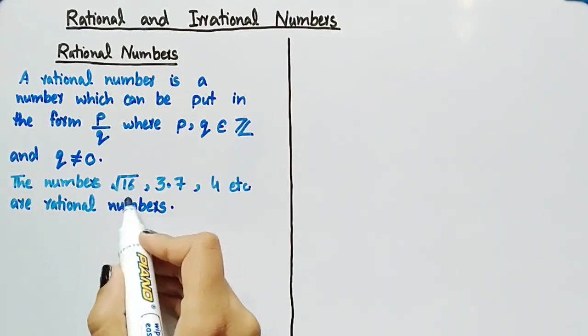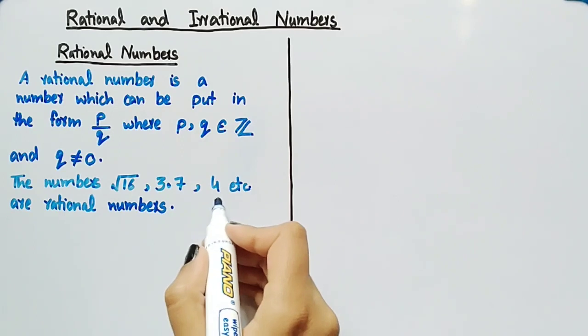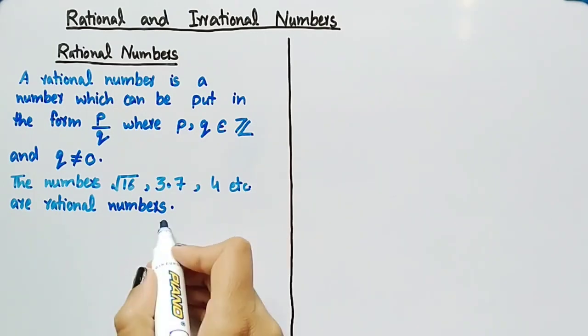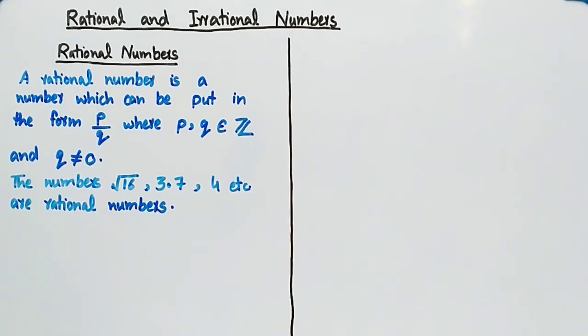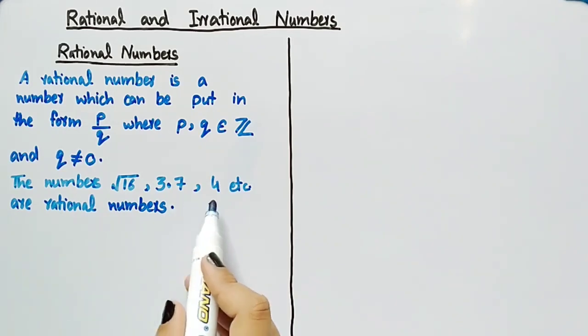The numbers square root 16, 3.7, 4, etc. are rational numbers, because all of these numbers can be written in the form p by q, where p and q belong to the set of integers and q is non-zero.